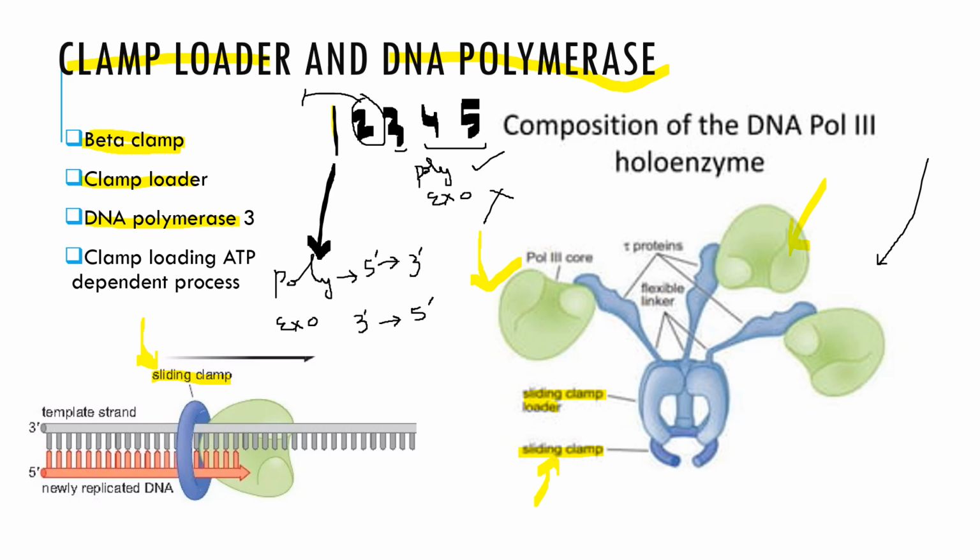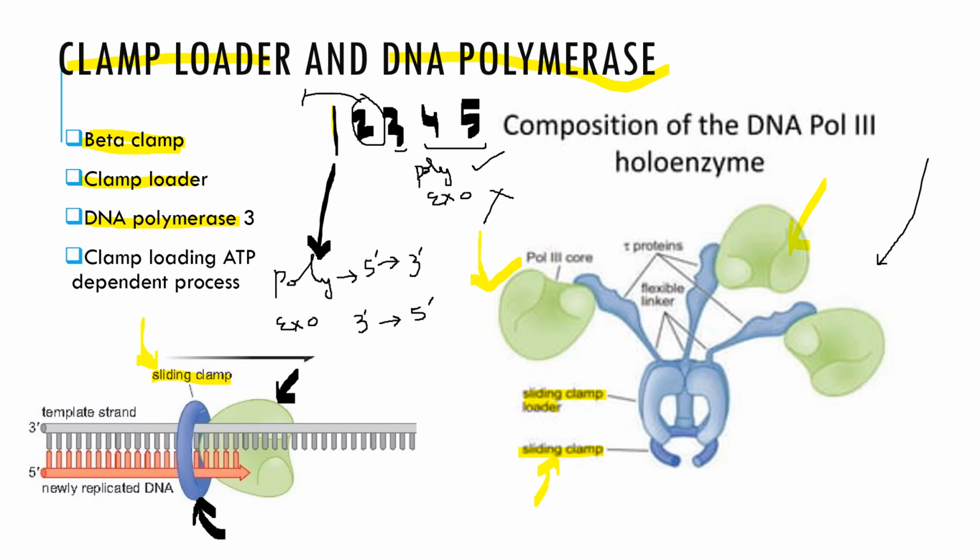Firstly, the sliding clamp attaches to the sliding clamp loader, and now this sliding clamp will attach to the DNA strand. This is very important: if there is no sliding clamp, the DNA polymerase will not perform its function and will dissociate after some time. But the DNA polymerase continues its activity because there is a sliding clamp that can hold the DNA strand. So as you can see in this diagram, the sliding clamp, the beta clamp in prokaryotes, is holding the DNA strand, and the DNA polymerase is performing its function.